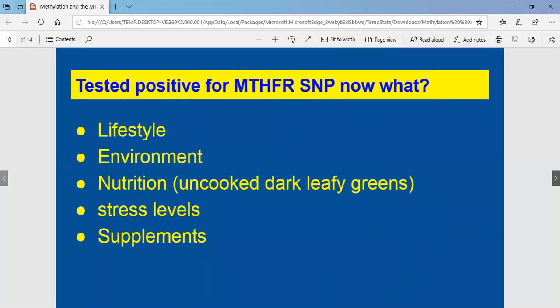So let's say you test positive for MTHFR, you have that genetic mutation. Now what do you do? Basically, what I tell people is that it's not something you have to worry about. It's something you have to do something about. Meaning we have to assess your lifestyle, environment, nutrition, stress levels, and what kind of supplements you need to take. It's not just, here, take this. I don't like to take that approach. I feel like we all should be aware of what we're eating. What kind of environment do you live in? Do you have mold in your house? What's your lifestyle?